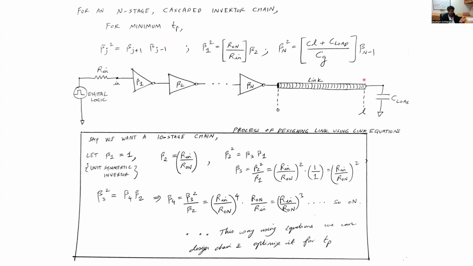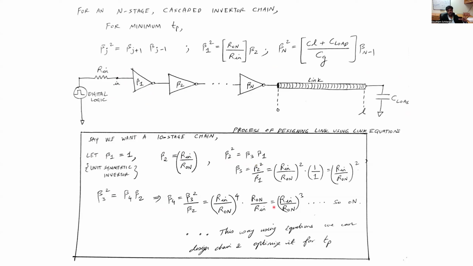So looking back at our original model for our transmitter, which is driving the link, if we say we wanted to design a 10-stage chain, then n is equal to 10. And if we let beta 1, which is the first input inverter, be as small as possible, and therefore it's a unit inverter, then you can just use these equations to solve what should be the size of the second inverter, the third inverter, and so on in an iterative fashion.